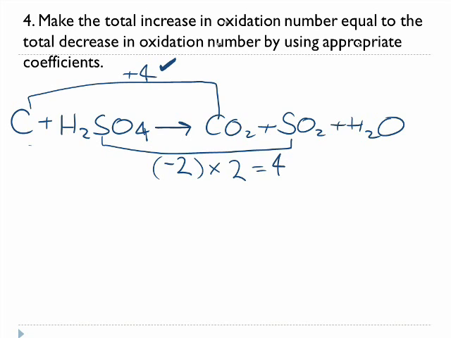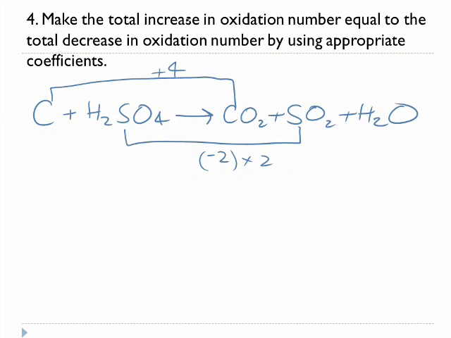Now we don't have to do anything to the carbon here, but oftentimes we will have to multiply this by something as well, as long as the reduction and the oxidation are equal. That's what we care about. So in a sense, we might have multiplied that by 1. Keep that in mind. We multiplied this by 2.